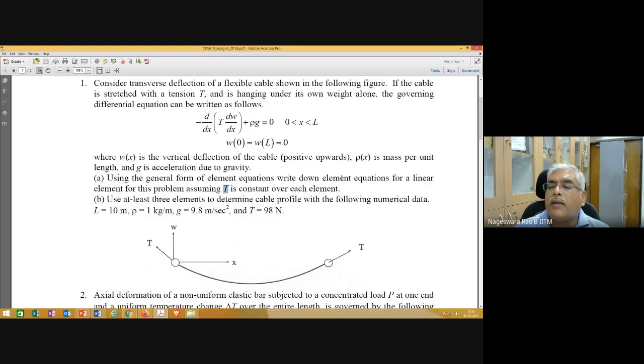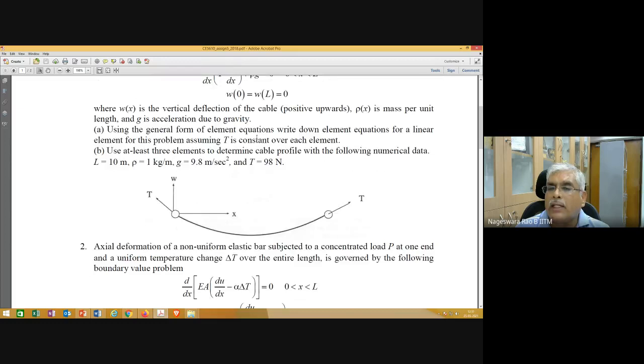So once you get element equations, at least 3 elements you use, discretize between 0 and L. Let's say all elements are of equal length, each element of length L divided by 3. So 3 elements you take, 4 nodes, and you get the element equation for one element. You get the element equation for other elements. Assemble the global equation system and solve for the unknowns. What are the unknowns? Unknown is nothing but the displacement, the vertical deflection of the cable. It's a very interesting problem. Please take a look at it and try to solve it.